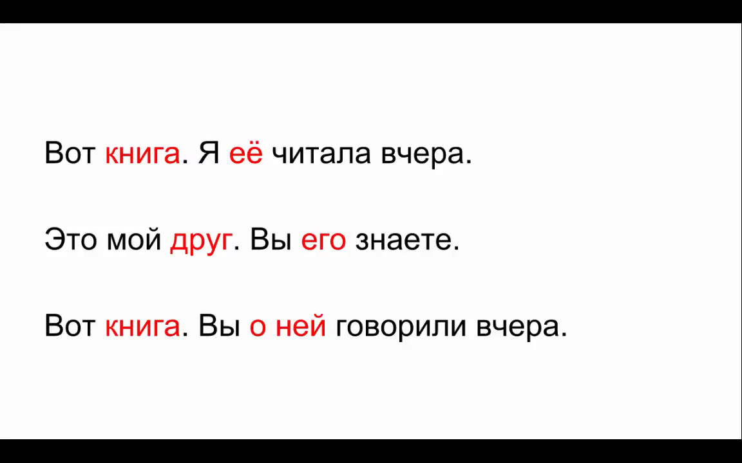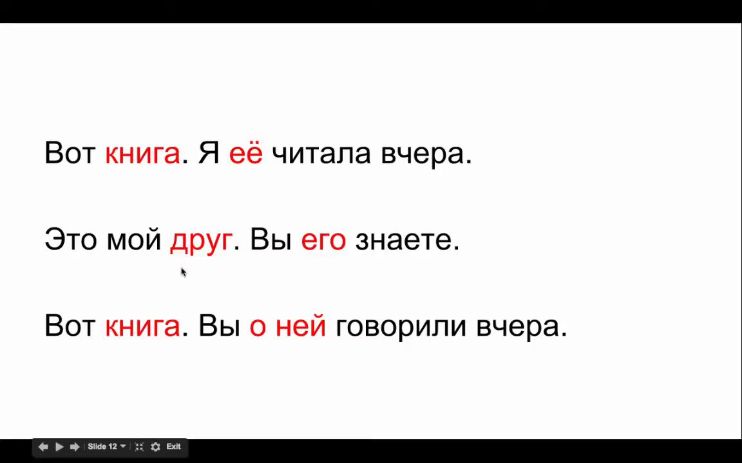Now we'll see some examples where we have который in other cases. Который is not always in the nominative case. Вот книга. Я ее читала вчера. There's the book. I was reading it yesterday. So here the repeated element's the book, right? Книга. But here it's not in the nominative case. It's in the accusative. So we will have to replace it with the accusative form. Accusative feminine still, because it's still replacing книга. Accusative feminine. So can you think of what that would be? We'll come back and take a look.